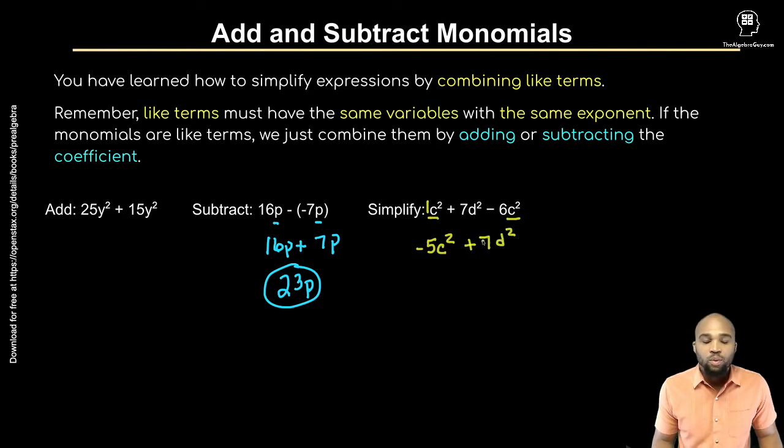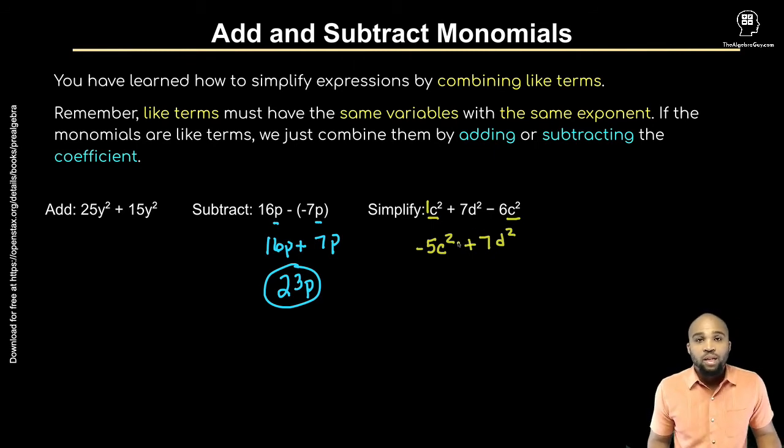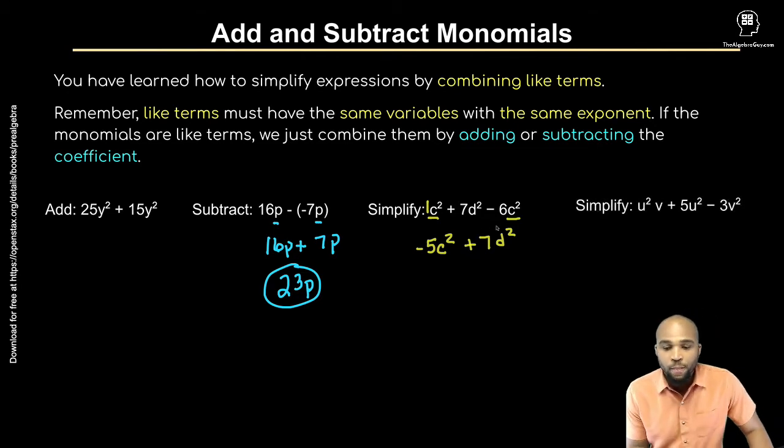Now, it doesn't matter which order. According to the commutative property of addition, you can put them in different orders. It doesn't matter because it's addition. 2 plus 3 is the same thing as 3 plus 2. However, you're commonly going to see this in alphabetical order. So for instance, this is c squared and that's d squared, and that's just kind of typical. So get used to that. And if you're wondering if there's a preference, then there you go. Keep it in alphabetical order.